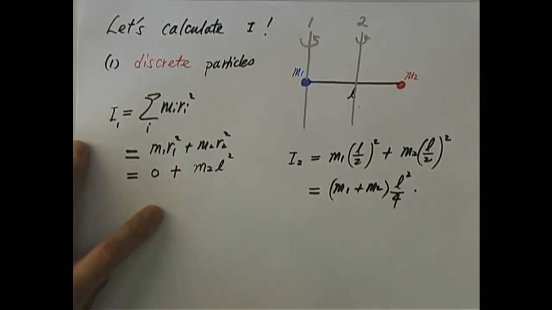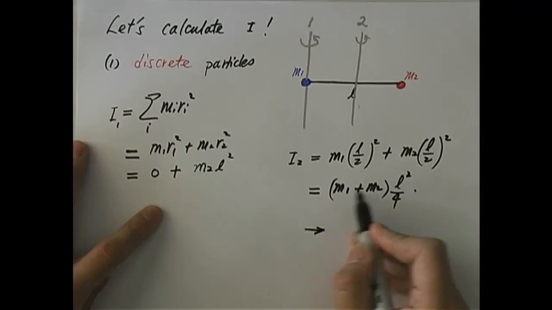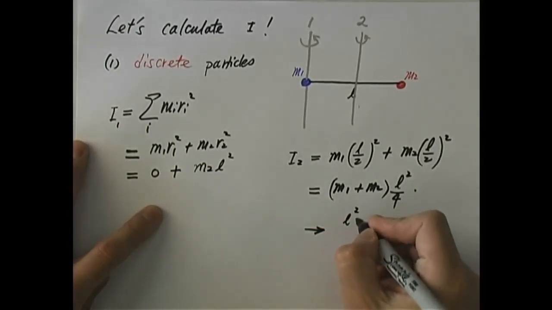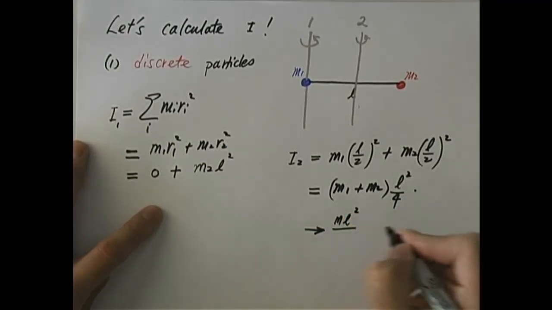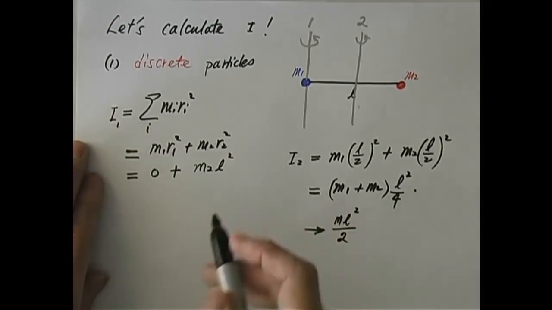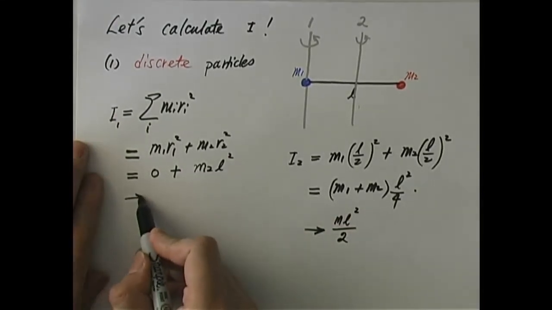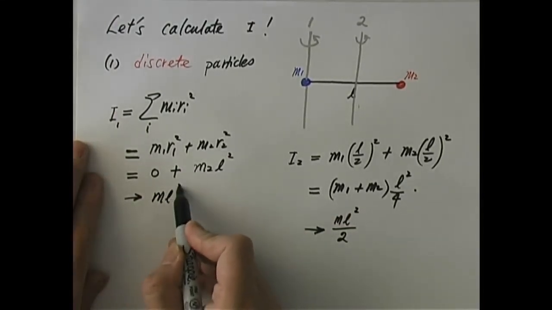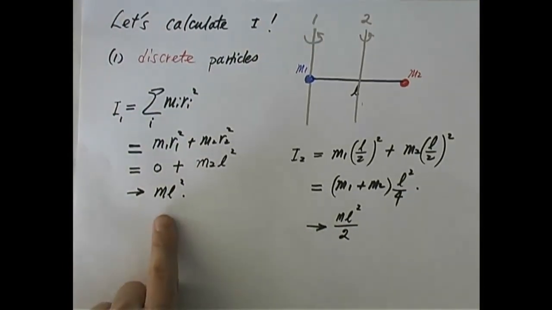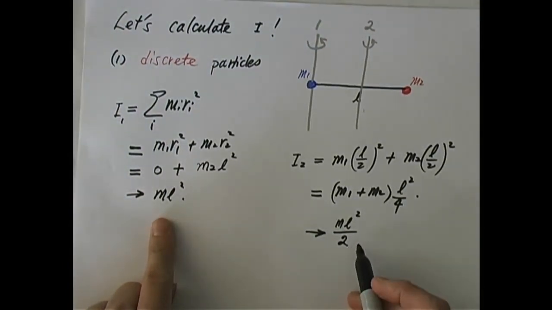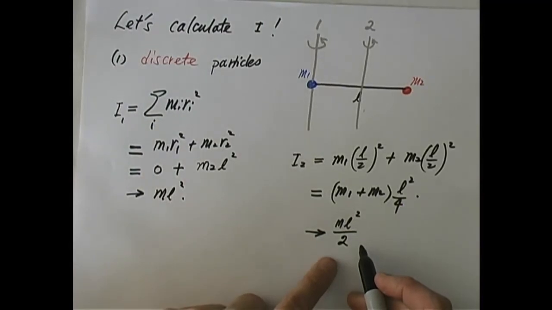In particular, if m1 and m2 are equal, let's simply call it m, then I2 becomes 2m times L squared over 4, which is mL squared over 2. And here, if m1 and m2 are equal, I1 becomes mL squared. You see here, mL squared and mL squared over 2. Obviously, I1 is twice as much as I2.